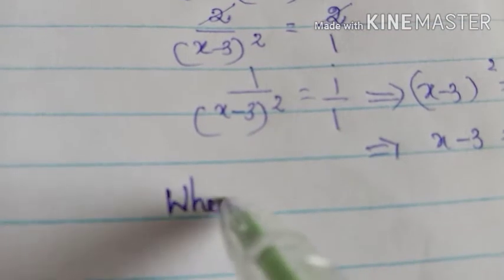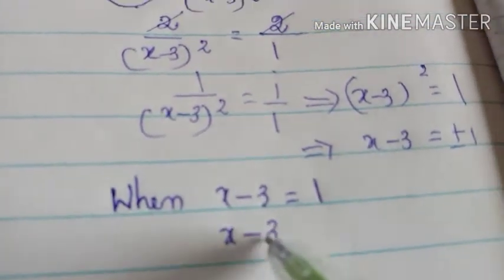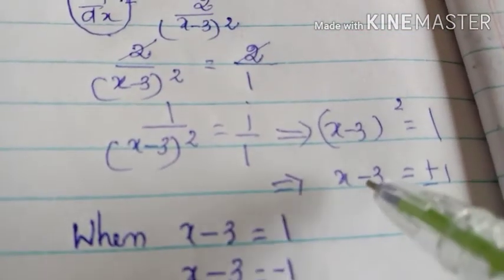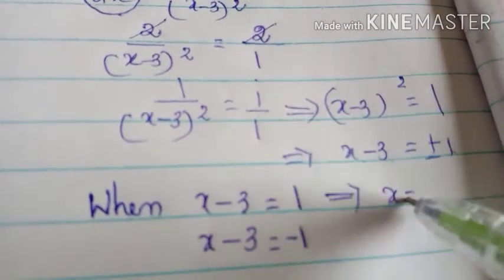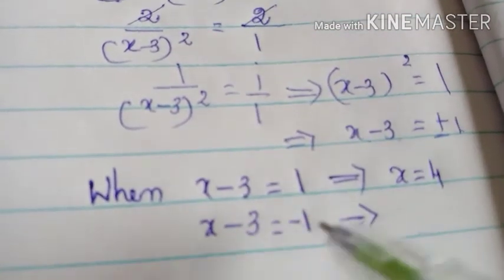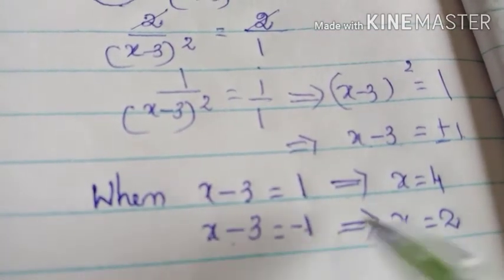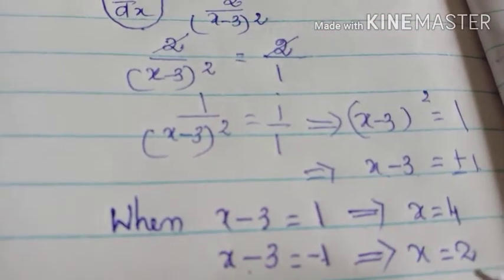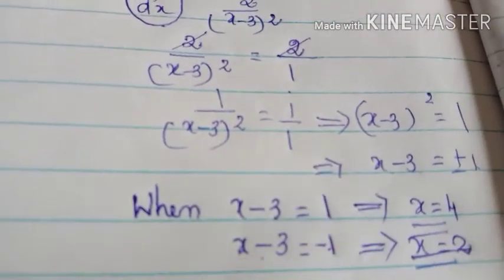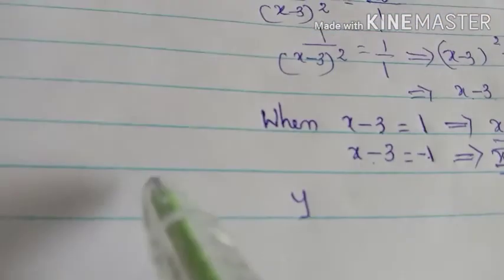Now listen, when x minus 3 equal to 1 and x minus 3 equal to minus 1, because x minus 3 having two values. When it is equal to 1, x becomes 4. When it is minus 1, x becomes what? 2. Minus 1 plus 3. So we got 2 points, x equal to 2 and x equal to 4. Now listen, what is the value of y when x equal to 4, and what is the value of y when x equal to 2?